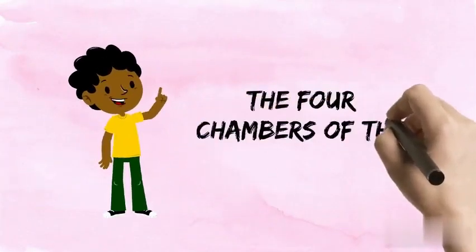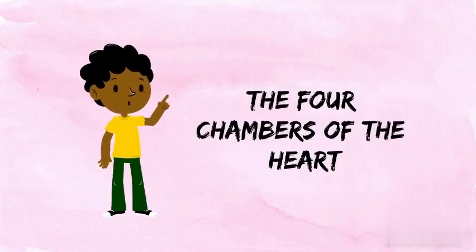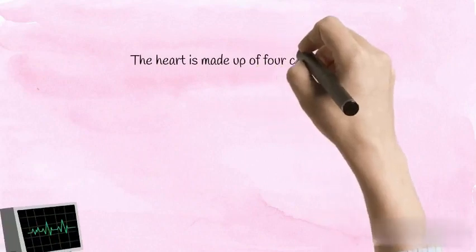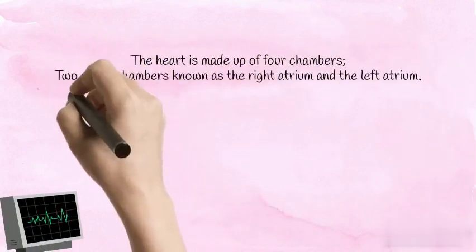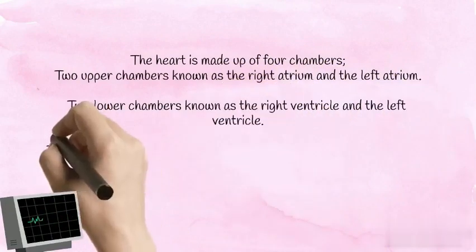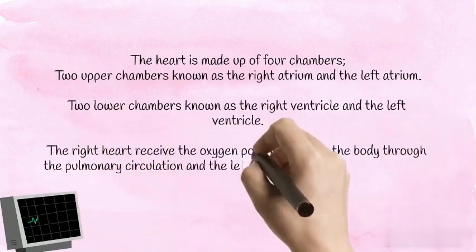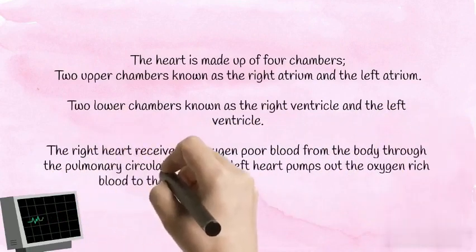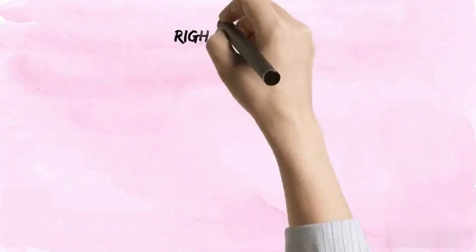The 4 chambers of the heart. The heart is made up of 4 chambers: 2 upper chambers known as the right atrium and left atrium, and 2 lower chambers known as the right ventricle and left ventricle. The right heart receives the oxygen-poor blood from the body through pulmonary circulation, and the left heart pumps out the oxygen-rich blood to the body through systemic circulation.